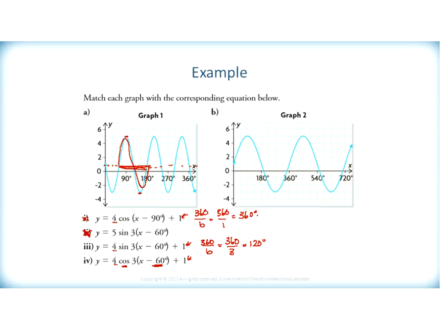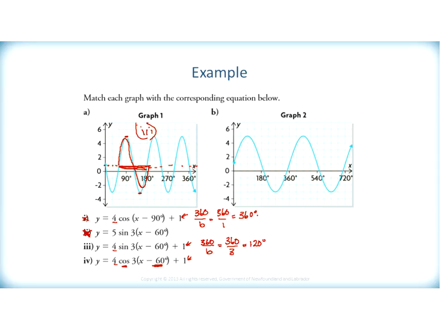Watch for this. It's horizontal translation. For sine, if it starts at 60, then that means the first midline point for sine must be at 60. Or if it starts at 90 for this cosine, it must be the maximum point. Let's have a look at the second equation. This one, of course, will be equation 3.